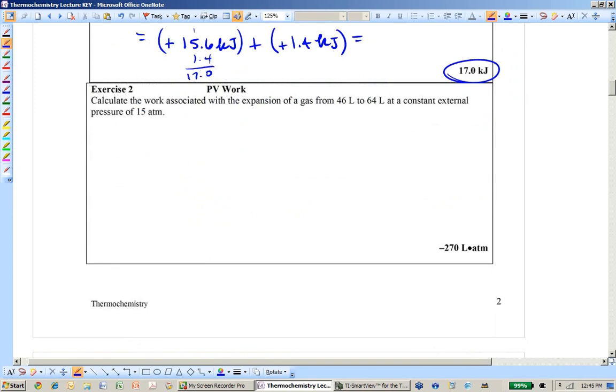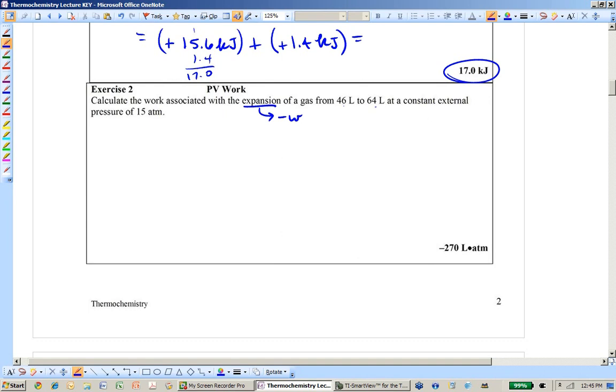Now, PV work, that negative P delta V term, also is work. Work is equal to negative P delta V. We just put a negative sign on the P delta V. Calculate the work associated with the expansion. Okay, did that mean that work went into the system to make it expand? No, that would make it compress. Expansion means the work came out of the system because the system moved the walls of the container. So that's a negative work.